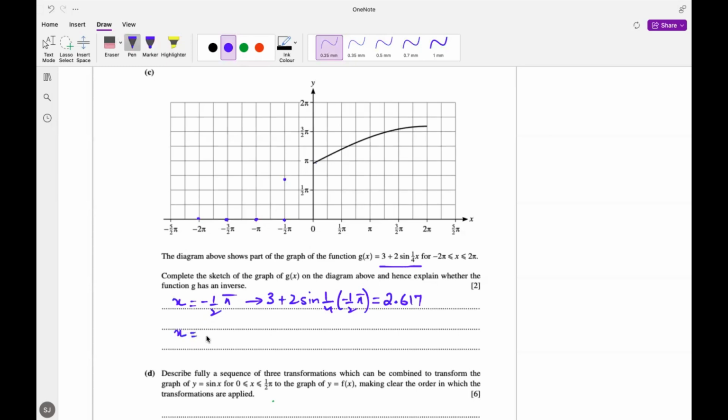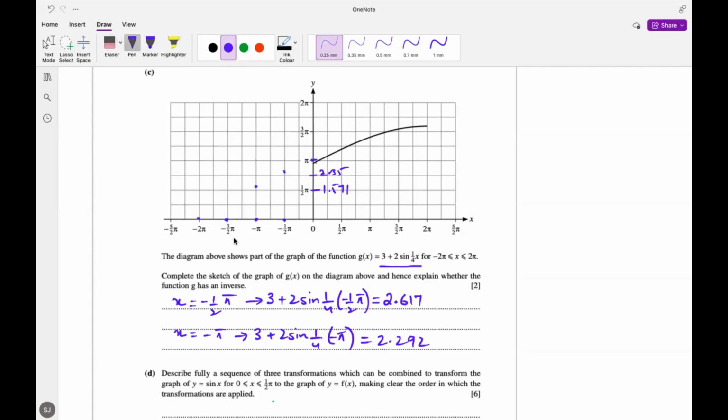Substituting x equals -π in this equation, we get 3 + 2 sin(1/4 × -π). Substituting this in the calculator, the value will be 2.292. Now 3.142 divided by 2, just to make it clear in decimal, is 1.571. This value is π, which is 3.142. So if we take 3.142 plus 1.571 divided by 2, this center point is 2.35. So 2.292 will be below 2.35, so this point will be up here. And at -1/2 π, we got 2.6, so it will be a bit above 2.35.